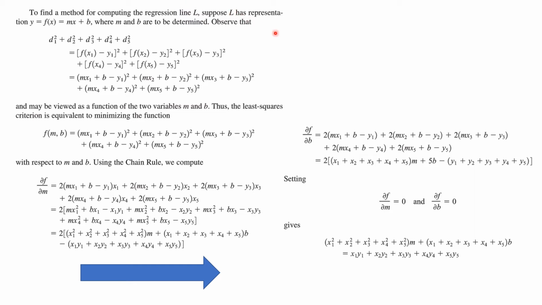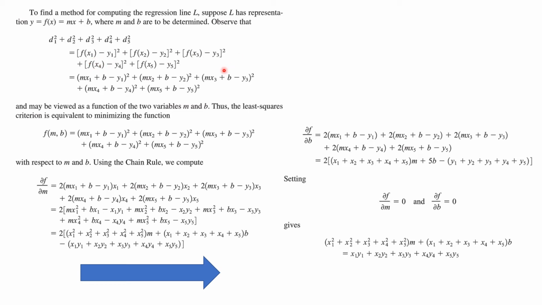Let's talk about doing this in general and see what equations we might end up solving. So what we're going to do is trace our paths. So to find a method for computing the regression line, suppose it has a representation, again, it is y equals f of x equal mx plus b, and we have to figure out m and b. But now, and I'm taking 5 things here just to get a handle on that, so if we had 5 data points, we'd be looking at the square error, it's going to be this expression.